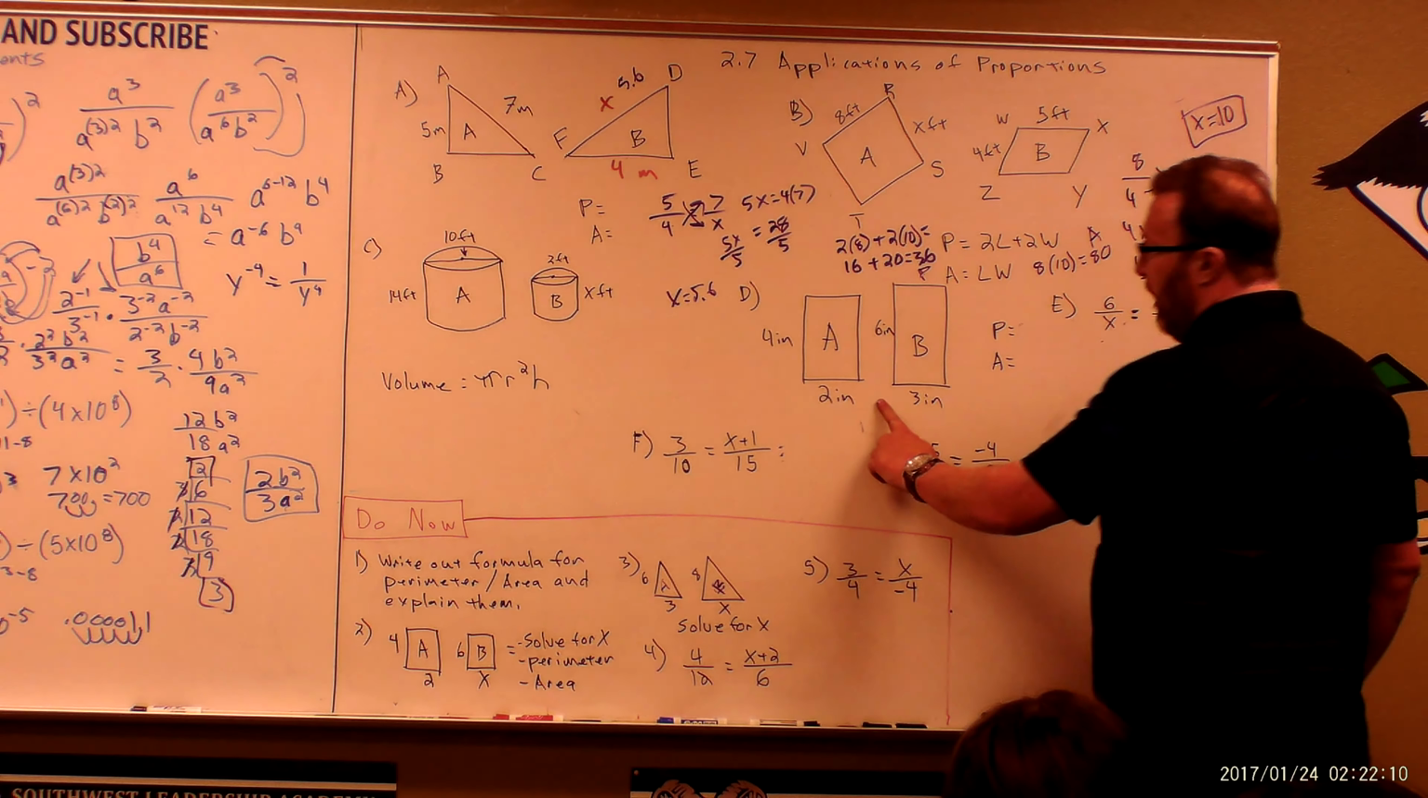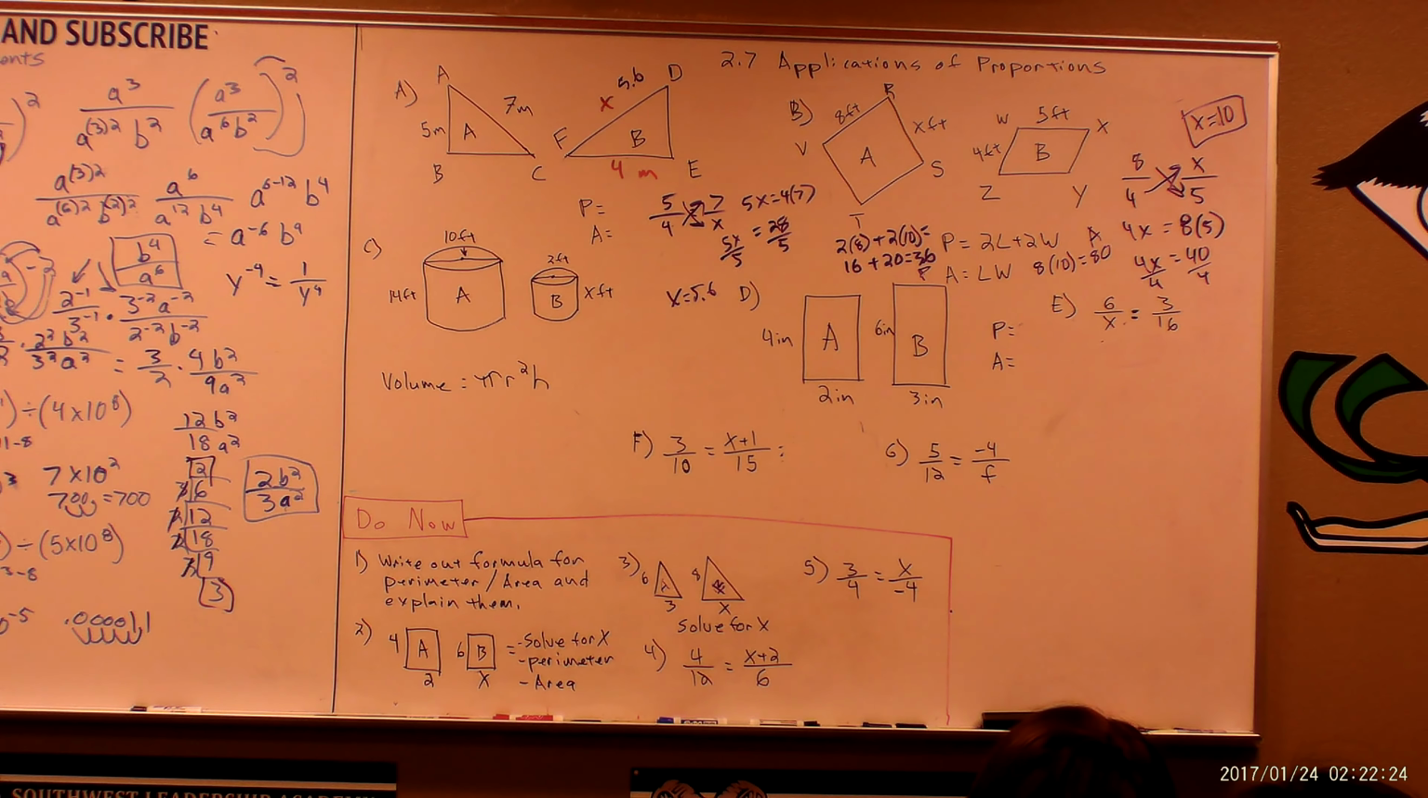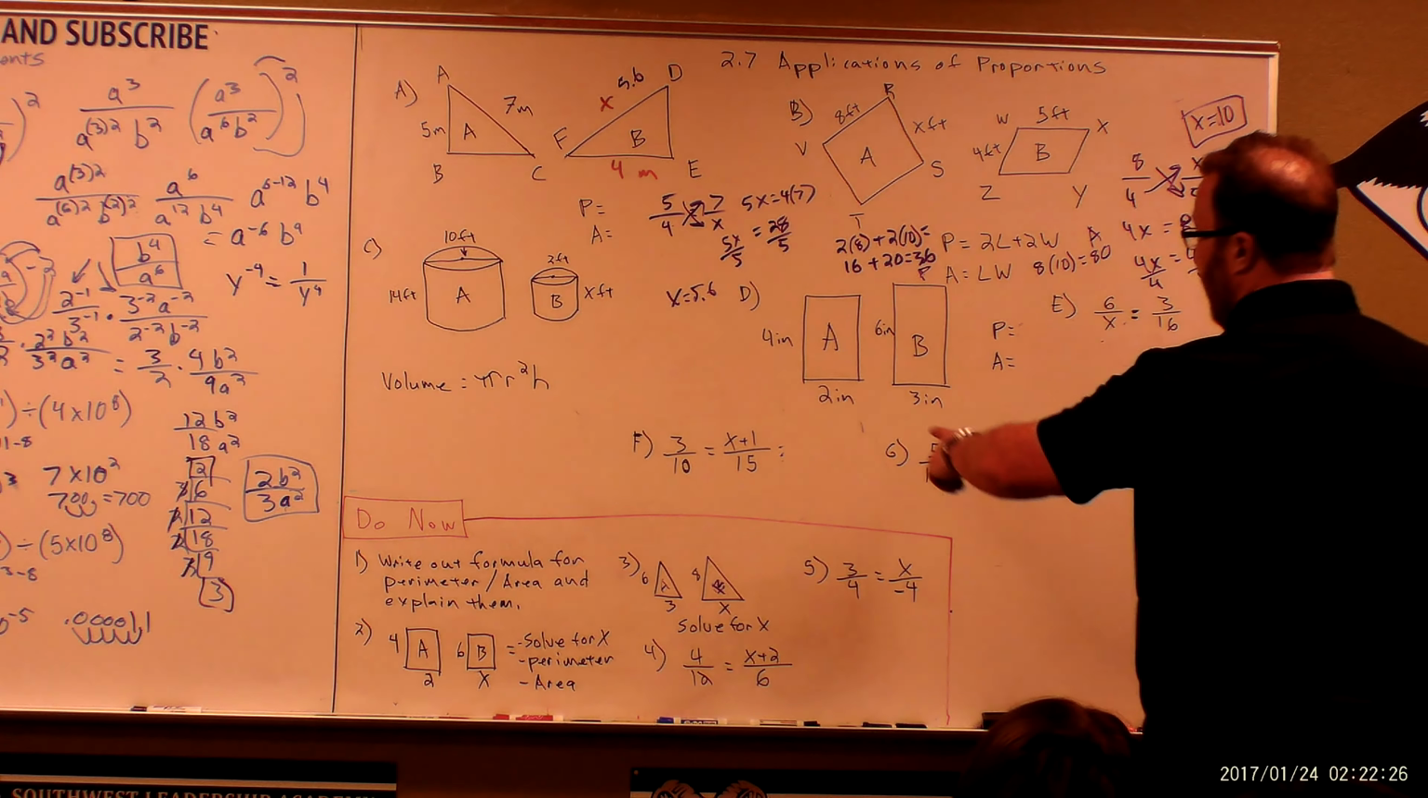Is there anything to figure out in this problem? Is there anything unknown? Oh, no. No, there's no x's, right? 4 and 2? 6 and 3, right? So we don't need to cross multiply. We don't have to do any of that because it's all there. Okay? But we can figure out perimeter and area, can't we?